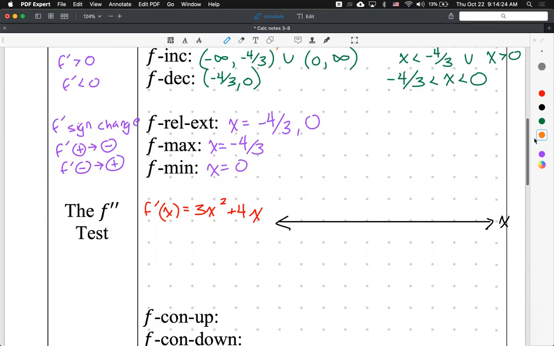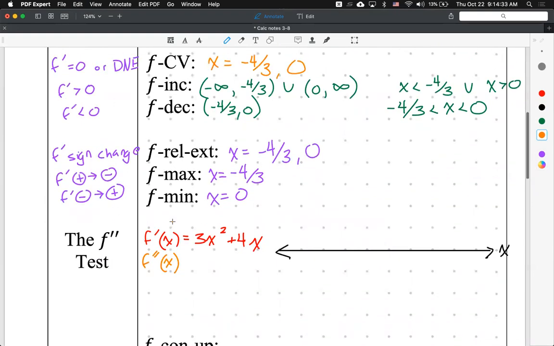Now we need to find the second derivative because it's the second derivative test. So I now need to say f double prime of x is equal to, and let's see, who was the last person that did f minimum? I think that was Fiona. So Andrea, f double prime, go. 6x plus 4.